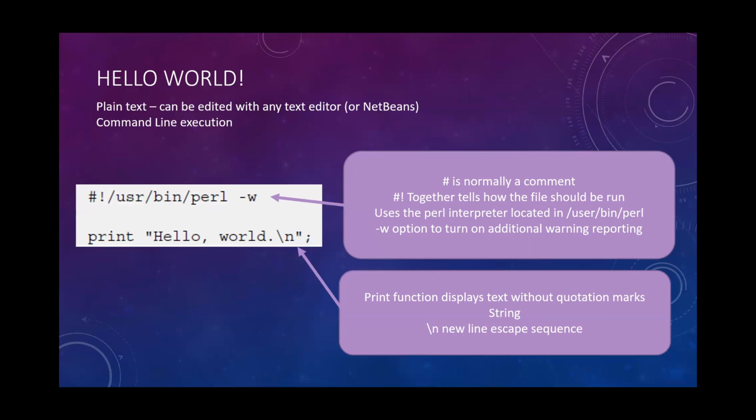Now, the second line is actually a line that does something. It is a command. It is the print function, lowercase p, print, quote, hello world, period, \n, double quote, semicolon. So the print function is going to display any of the text that is within the double quotes without the double quotes in there. What's in those double quotes is considered a string, and that \n, just like in the C programming language, is an escape character to indicate a new line. So when I run this, it's just going to say hello world, and then the cursor is going to go to a new line.